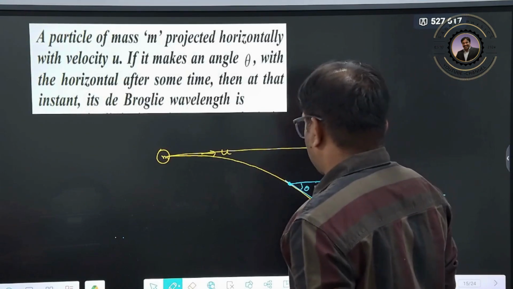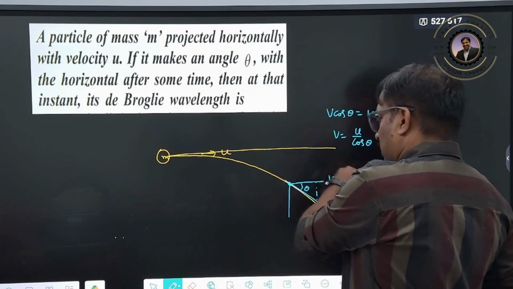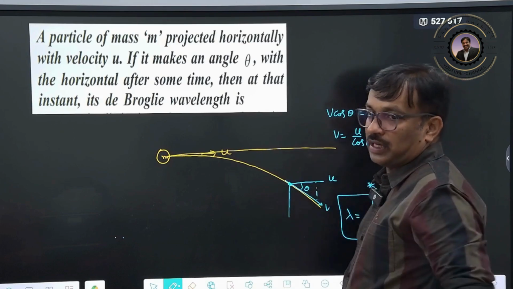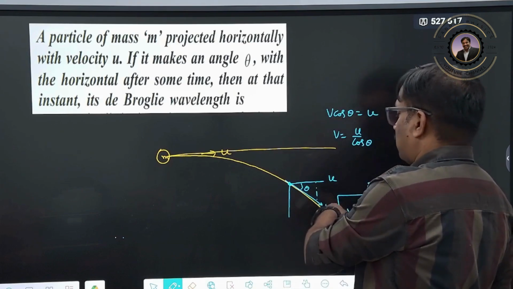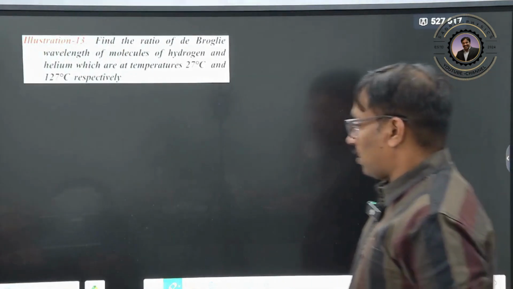Clear? Some students may get the doubt: this side velocity and this side velocity combined is nothing but the velocity at this point. Clear? So that is the reason we are taking only this as v. Clear? Now let us see one more question.